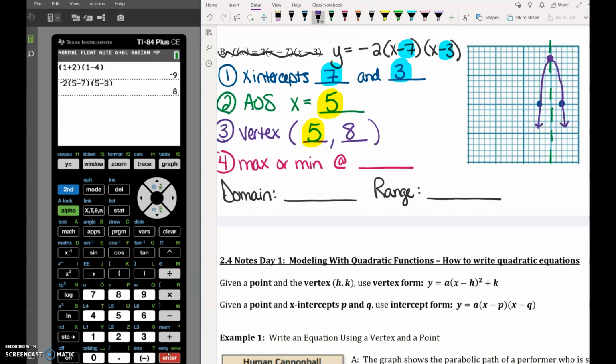Because the vertex is on the top, this would be called a maximum. And that maximum value is the y value of your vertex. So our maximum is at 8. And that maximum is linked to your range. So our range is going to be y something 8. Because the graph opens down, it's less than or equal to. And our domain, as always, is all real numbers.